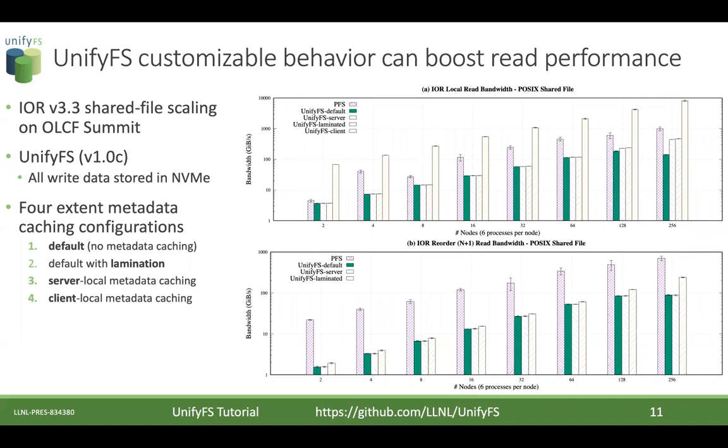The second case is default with lamination. So this means we've already laminated the file, so we've done this broadcast of our metadata, and so when you do a read, the local service has that metadata and doesn't have to contact anybody else to figure out where to go read the data from. The third case is server local metadata caching.